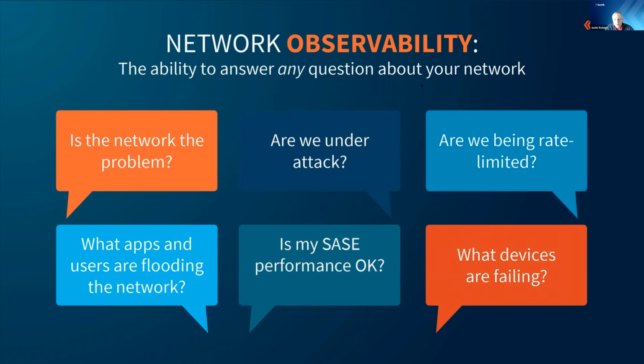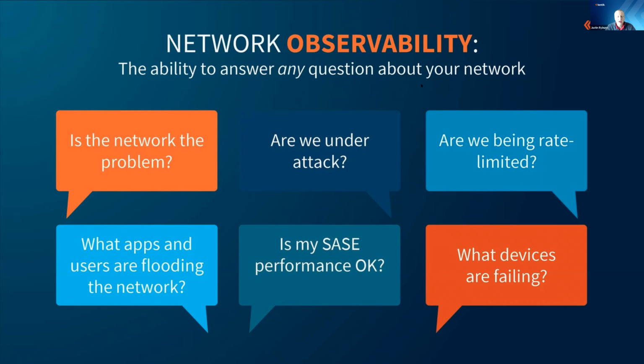So if I'm an enterprise and maybe I'm buying sub-rate circuits from my service provider, are those circuits being rate limited? Are they abiding by the contract that I'm paying them for, or am I being rate limited before I hit the capacity that I'm actually paying for? What applications and users are flooding the network? So if I have congestion on particular links, how do I figure out what application is consuming that bandwidth, or which of my users are consuming the available bandwidth?